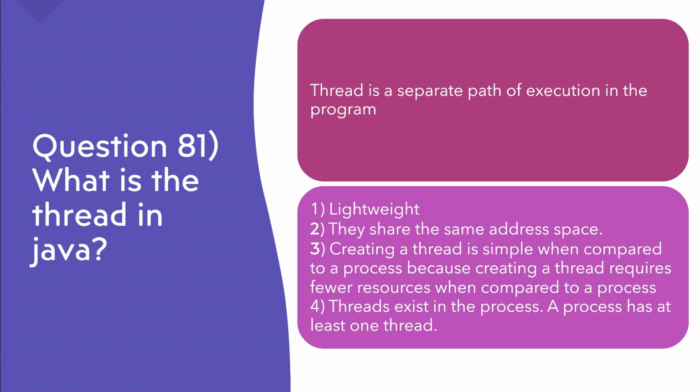Question 81. What is a thread in Java? Thread is a separate path of execution in the program. Threads are: 1. Lightweight. 2. They share the same address space. 3. Creating a thread is simple when compared to a process because creating a thread requires fewer resources when compared to a process. 4. Threads exist in the process. A process has at least one thread.